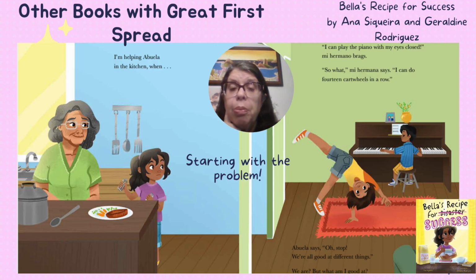So we see the problem. She doesn't know what she's good at, right? So we're going to be curious to see what she's going to be doing. The name of this book, Bella's Recipe for Disaster Success by Ana Siqueira and Geraldine Rodriguez.